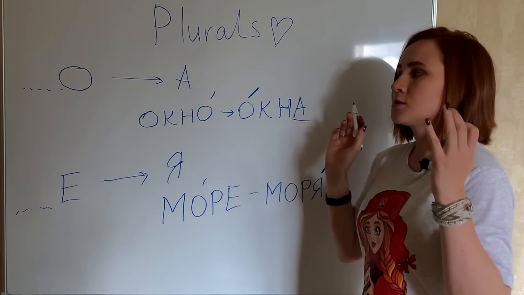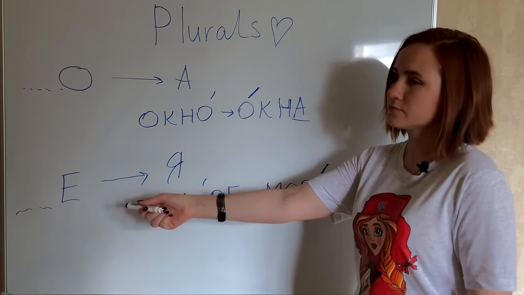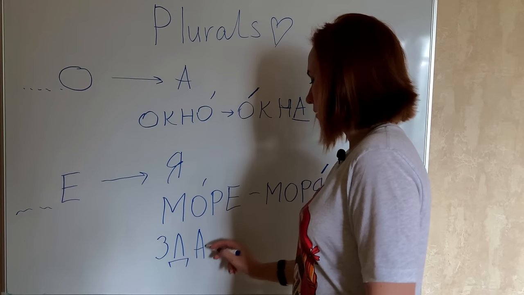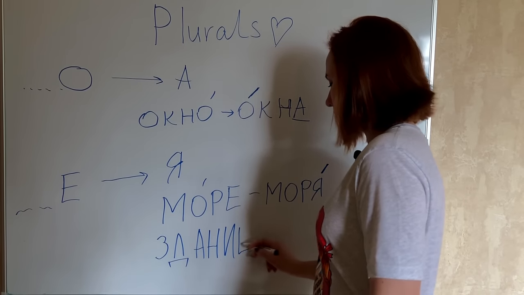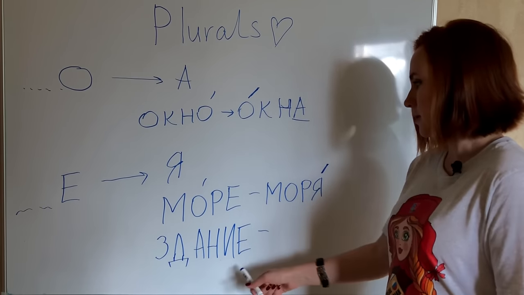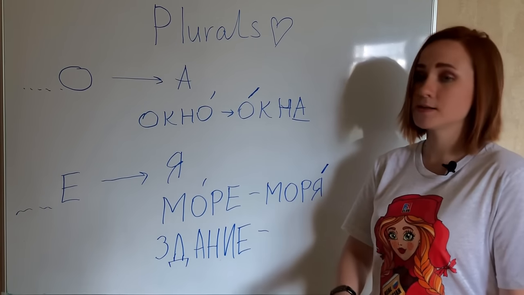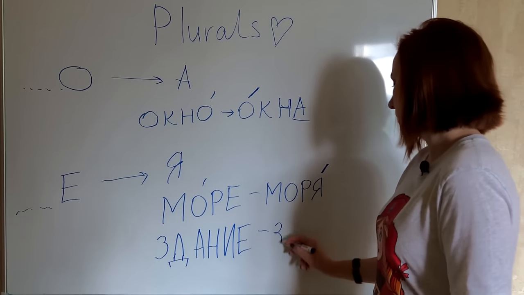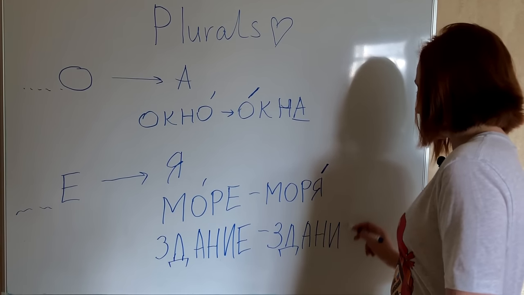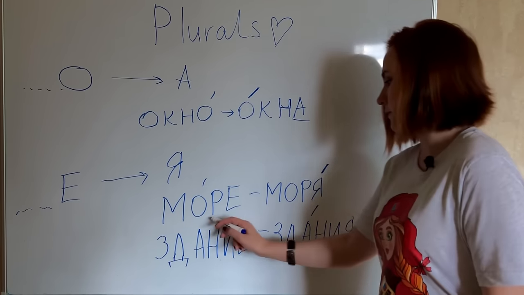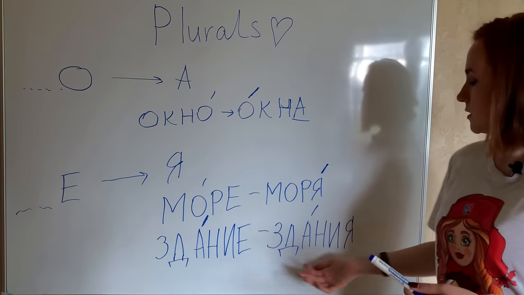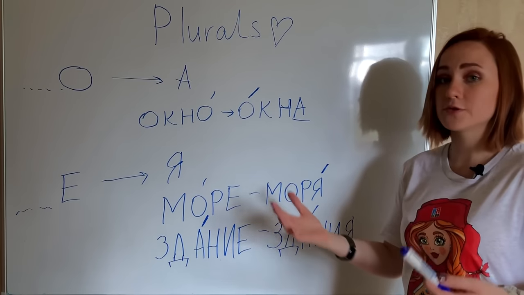Or maybe a word, I don't know, building. Здание. Здание means a building. So we have е here, we replace it with я. So several buildings would be здания. Finally, the stress stays in the first position. Здания, several buildings.